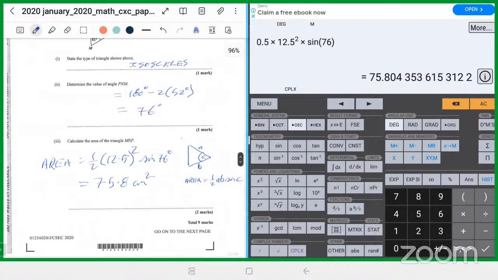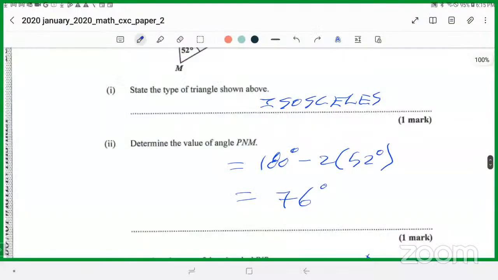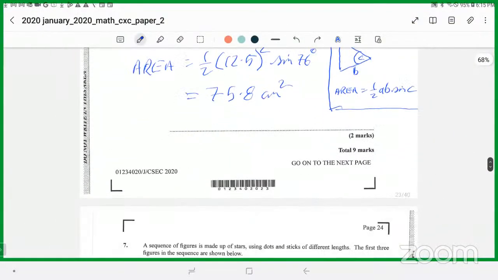This over here was just a formula. That's to remind us of the formula. This is the actual working for the question. You got that one, right? You got 75.8? Yes, sir. Beautiful. Beautiful. Beautiful. All right, let's continue down here.